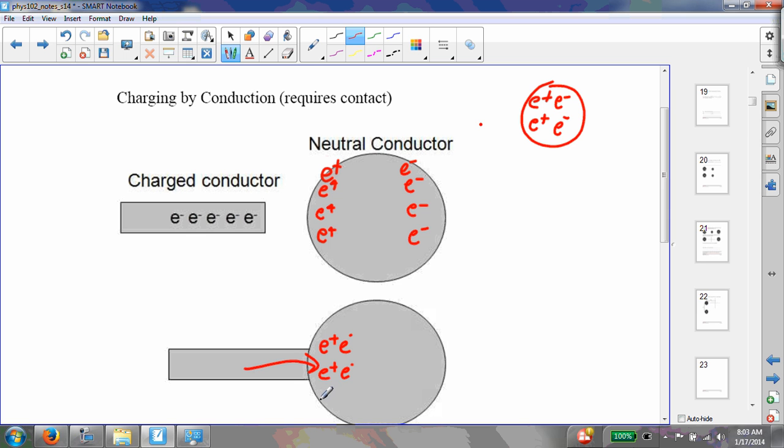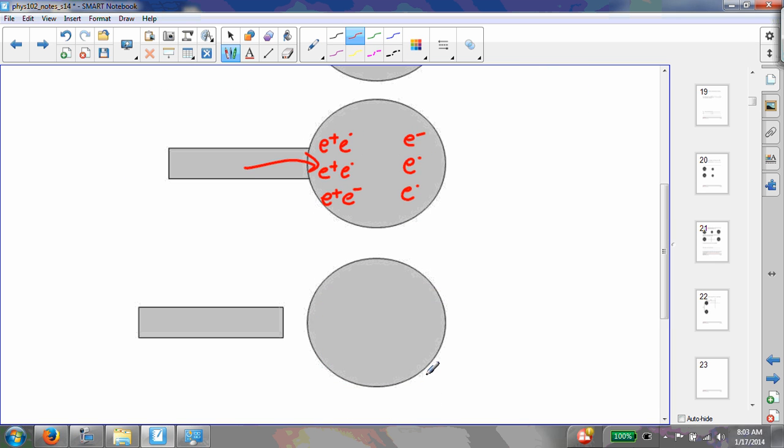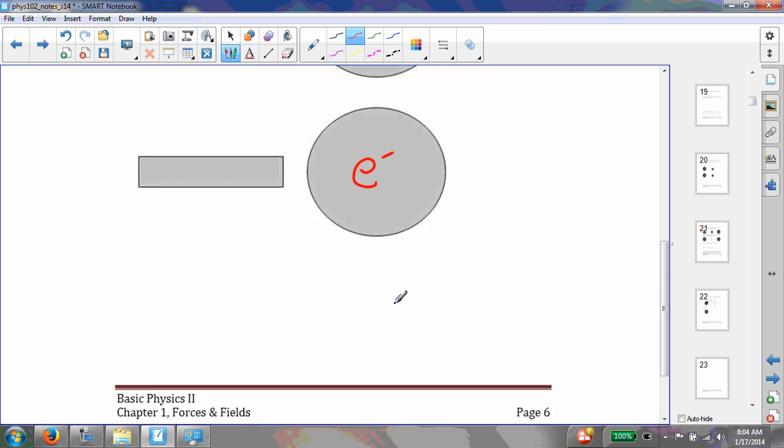Because I've had this excess of positive charges over here, and then I'll still have the negative charges that were over there. Now what that's going to cause is a net excess of negative charge. So now I'm going to have more negative charges than positive charges. And that's charging by conduction. All right, I can charge a conductor by touching it with another charged conductor. Charging by conduction. Conduction generally means to touch something.